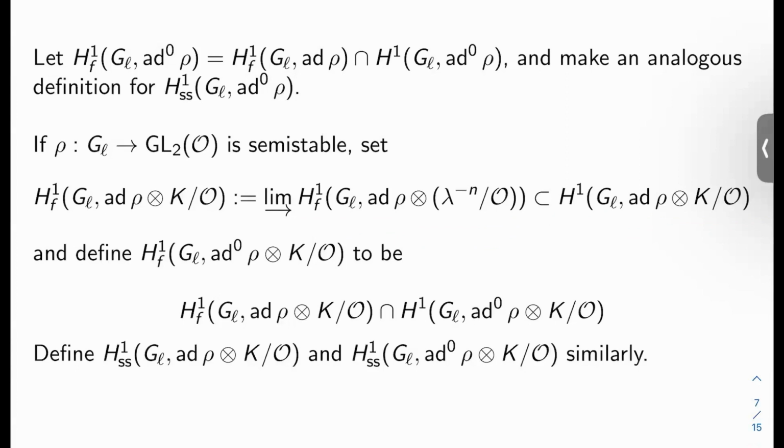Okay. How about if we want to tensor up to K mod O, but look at ad 0 instead of just ad? Make the obvious definition. So H1FGL ad 0 rho tensor K mod O is just going to be H1FGL ad rho tensor K mod O intersect the full H1GL ad 0 rho tensor K mod O. Define H1SS for tensor up to K mod O and H1SS tensor up to K mod O trace 0 similarly. Do the exact same thing.